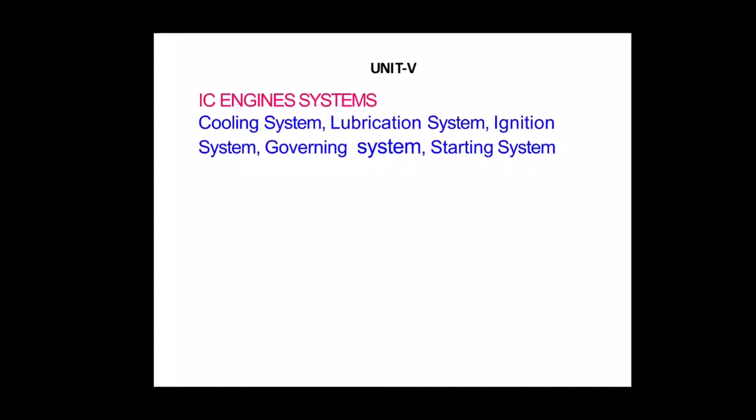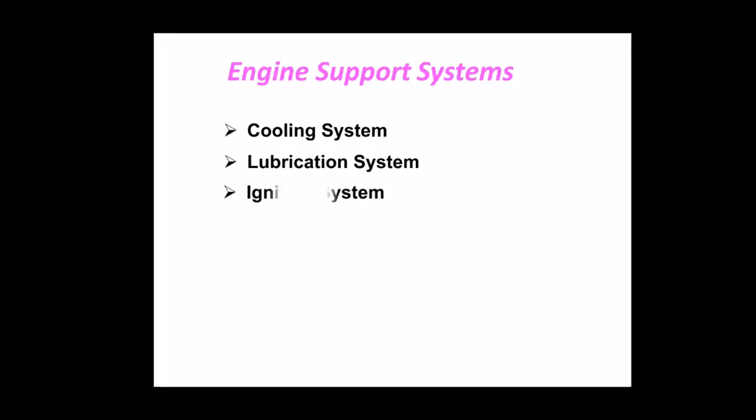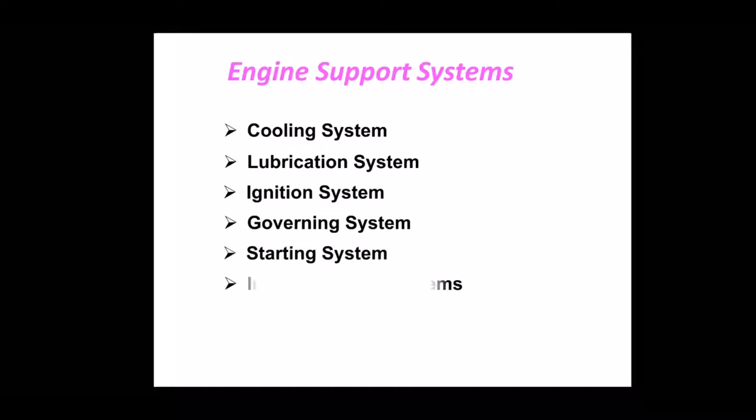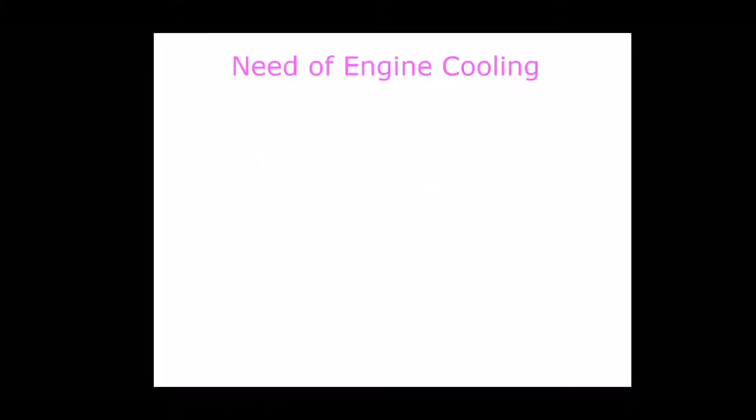So today we are going to see the first lecture on the engine systems, and in this we will see the engine support systems. We have different types of engine support systems. What are those? We have the cooling system, the lubrication system, the ignition system, the governing system and the starting system. These are the major systems with which the engine will work properly, and they are essential systems for engine working. In today's lecture, the inlet and exhaust system is also there.